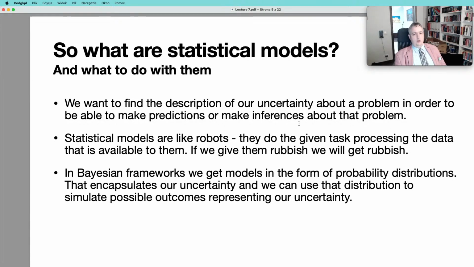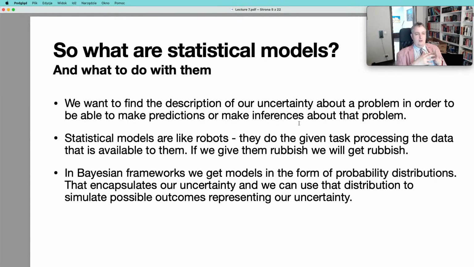And statistical models are generally like robots or computer programs. They process data, but if data is bad, the results will be bad. If we teach them badly, they will learn badly.